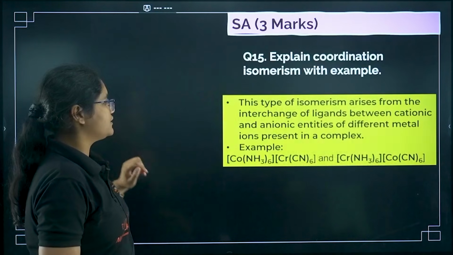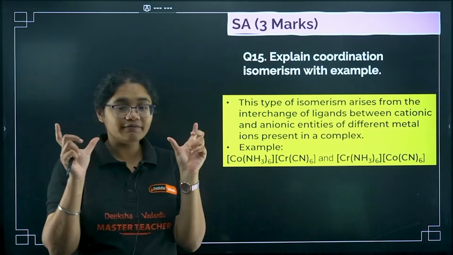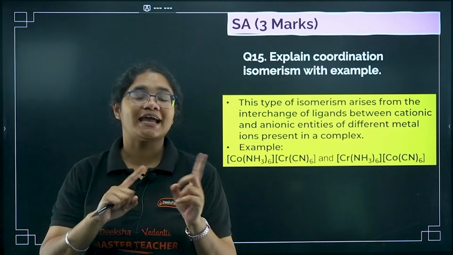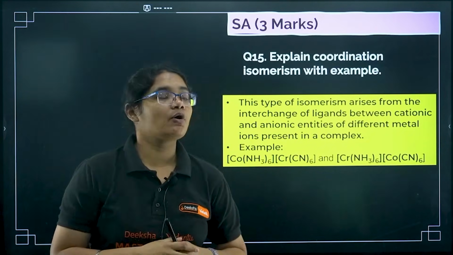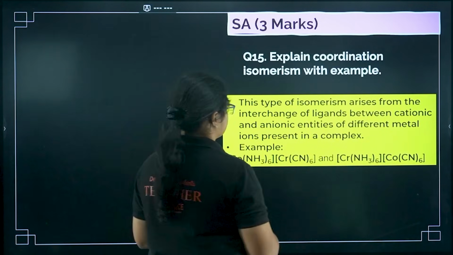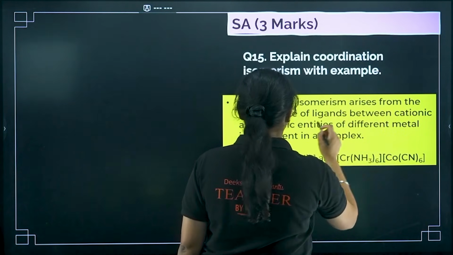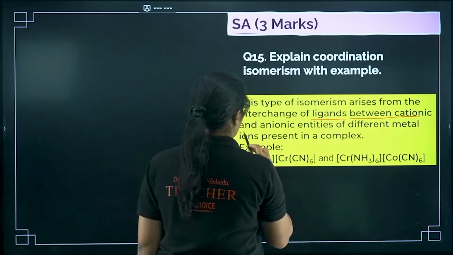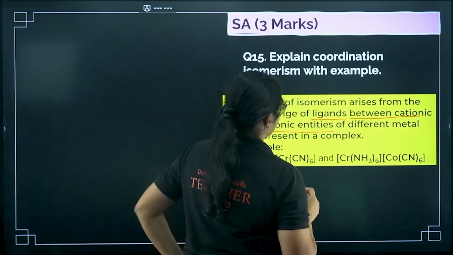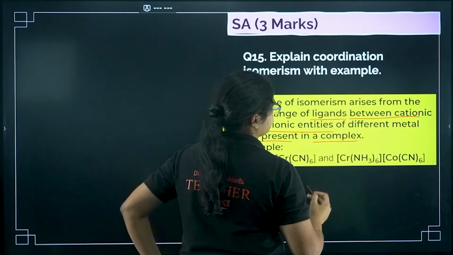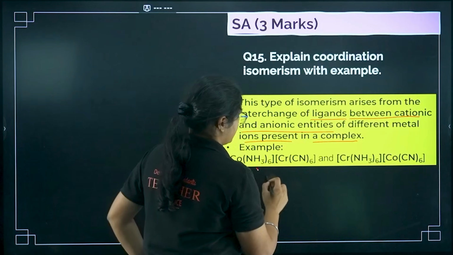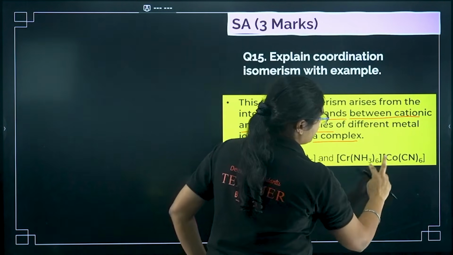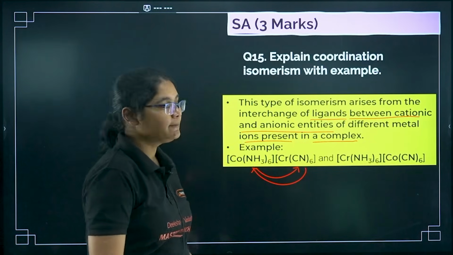Next, what is coordination isomerism with an example? When you have 2 coordination pairs and the ligands of both the coordination pairs can be exchanged between them, then we call it coordination isomerism. This type of isomerism arises from the interchange of ligands between the cationic and the anionic entities of different metal ions present in a complex. So here NH3 can come to CN and CN can come to NH3, so that can be exchanged between these two.